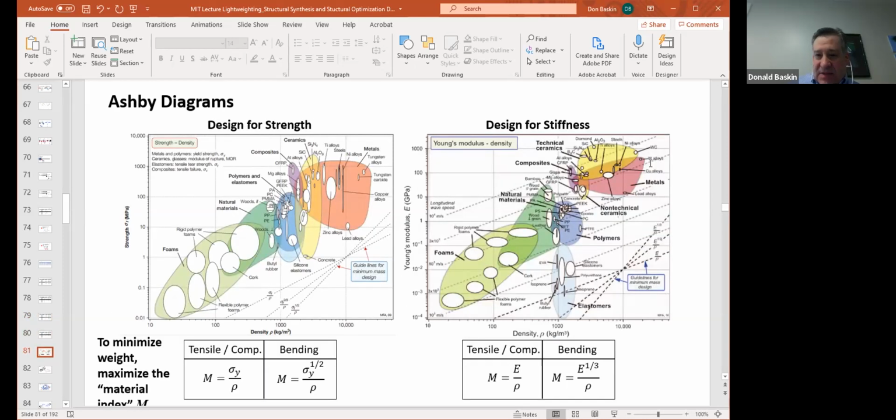These are Ashby diagrams. I believe this is where we left off at the last lecture. Oh boy, hold on one second. Stupid phone. Sorry. Okay.